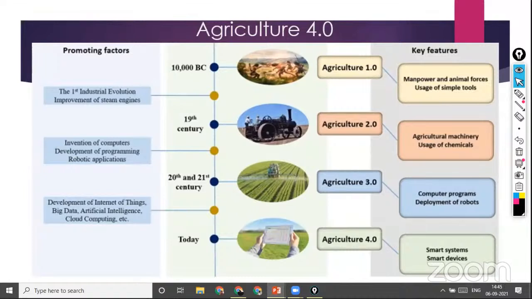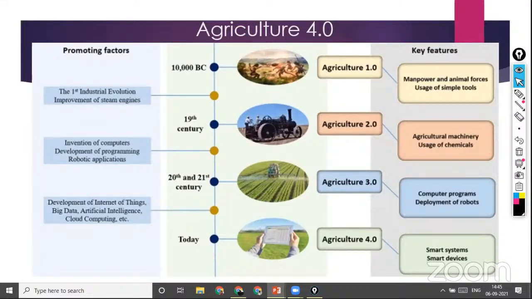But the issue is that a lot of chemicals were used, which is actually harmful to the environment. And then comes agriculture 3.0 in the beginning of the 20th century, with the introduction of robots, like the invention of computers and the rapid development of electronics. All those actually contributed to agriculture 3.0 and the deployment of robots in the field. So that helped a lot in the agriculture sector.